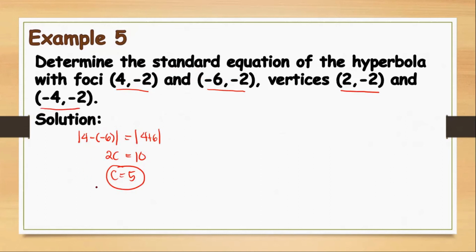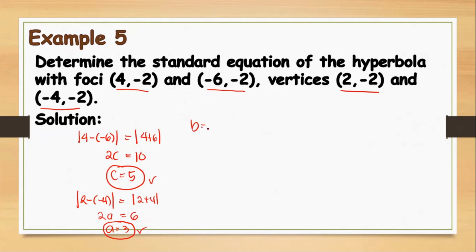Let's find also the distance between them. So that will be absolute value of 2 minus negative 4 equals absolute value of 2 plus 4. So that is 6. It means that our 2a is equal to 6, and so our a is equal to 3. We now have our a, our c, and what is missing now is our b.